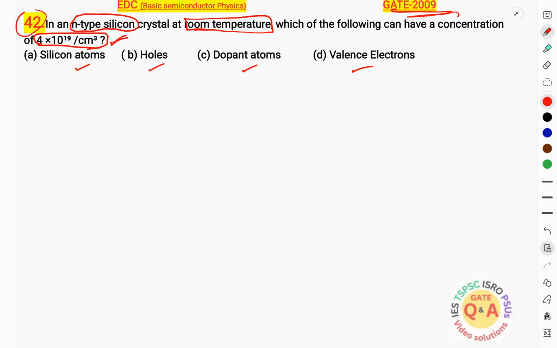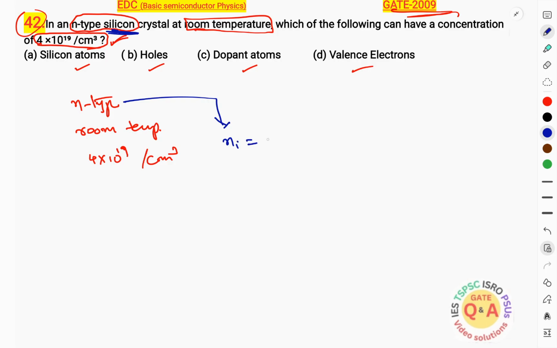So he has given N-type silicon and room temperature, and this concentration is 10 power 19 per centimeter cube. Now from this data only we need to bring the required answer. Given is an N-type semiconductor of silicon. For silicon, the intrinsic carrier concentration is equal to 1.5 into 10 to the power 10 per centimeter cube.